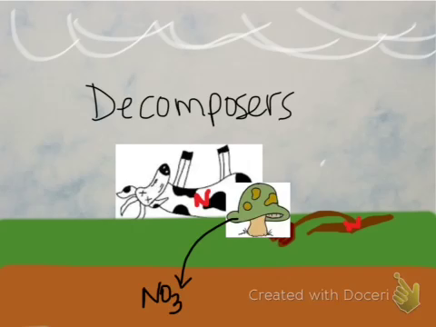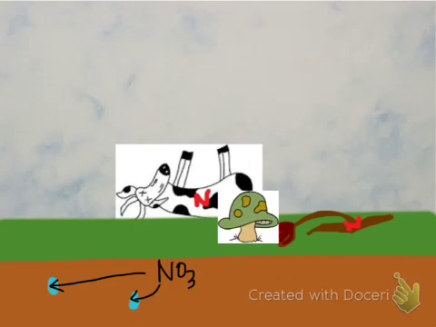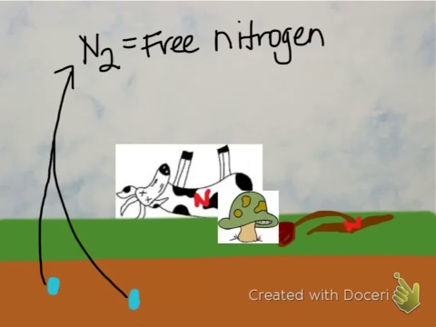Now, of course, plants and animals will eventually die, and when that happens, decomposers come along. They break down the bodies, and then the nitrates go back into the soil. Those nitrates are then consumed by another kind of bacteria, which will then produce free nitrogen that goes back up into the air because it's in a gaseous form.